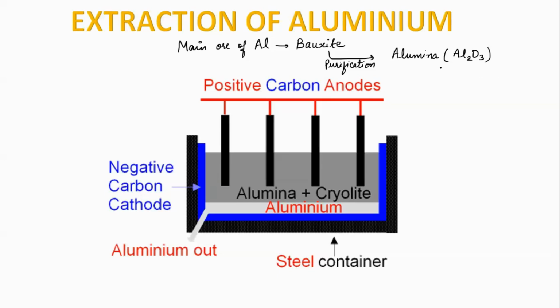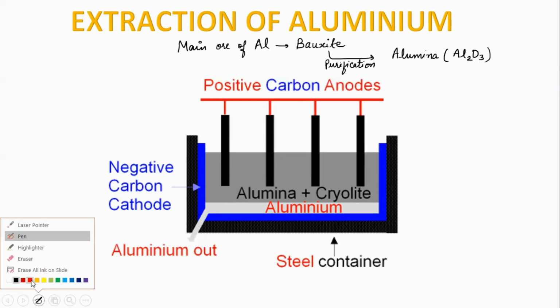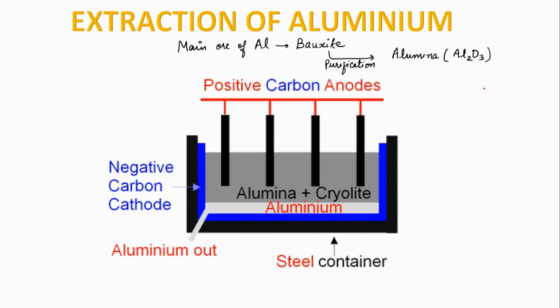Now reduction can be done using two methods. One is carbon or carbon monoxide reduction, and the second one is electrolytic reduction. Now why is aluminium electrolytically reduced? Because in the reactivity series, aluminium lies above carbon, and that's why aluminium is more reactive than carbon. So that's why we have to use the electrolytic method for reduction.